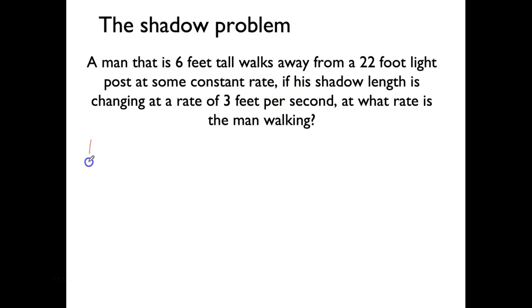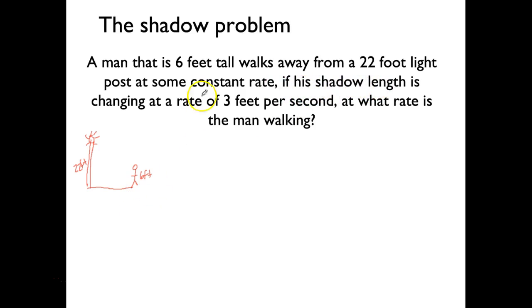Okay, so I got some post. It's actually supposed to be a light post, okay? So, oh, I did write light post. So it's emitting light, and we have some guy that is walking away from it, and he is 6 feet tall, and the post is 22 feet tall. And they are a certain distance away from each other, right?